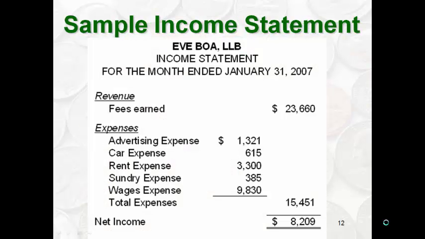Here we have a sample income statement. This is the second financial statement that we are looking at. The first one was the balance sheet. It is structured similarly to the balance sheet. Well, at least the title is.